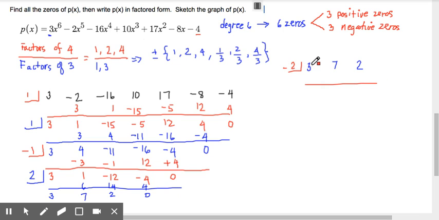Okay, so let's do that. So we bring down 3. 3 times negative 2 is negative 6. 7 minus 6 is 1. And 1 times negative 2 is negative 2. And we found our next 0. All right, so now we have 1, 2, 3, 4, 5 zeros.